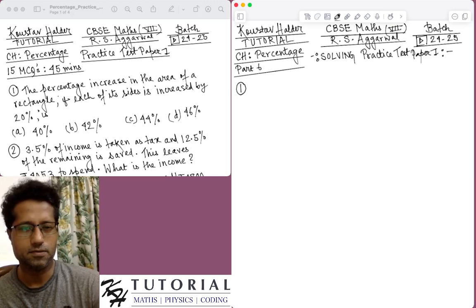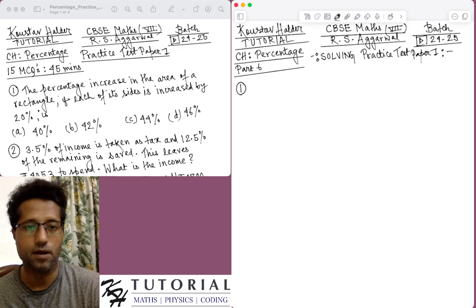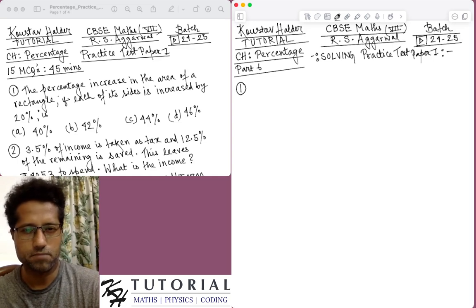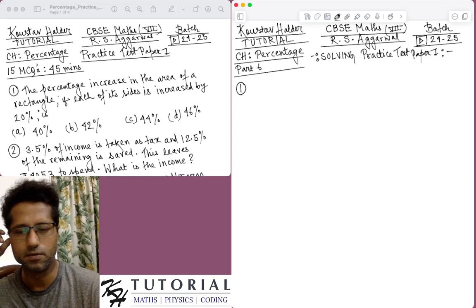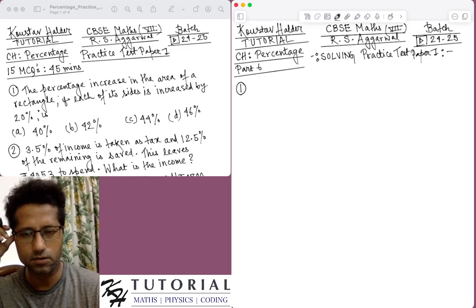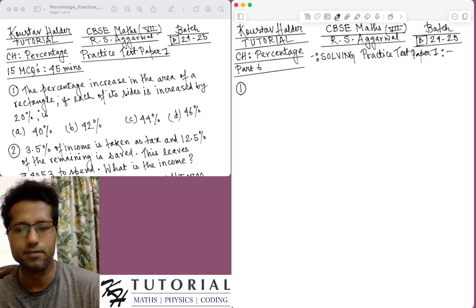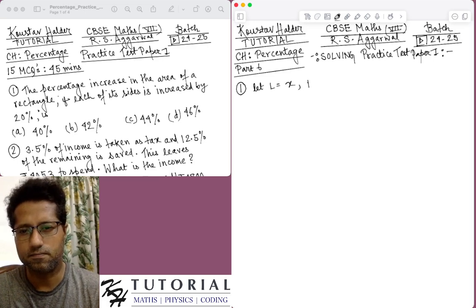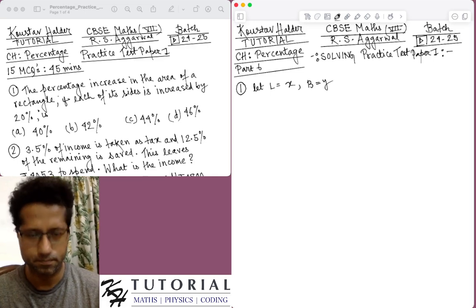The first problem says: find the percentage increase in the area of a rectangle if each of its sides is increased by 20%. So this is a rectangle, and each of its sides is increased by 20%. The area of a rectangle is length multiplied by breadth. So let length equal x and breadth equal y.